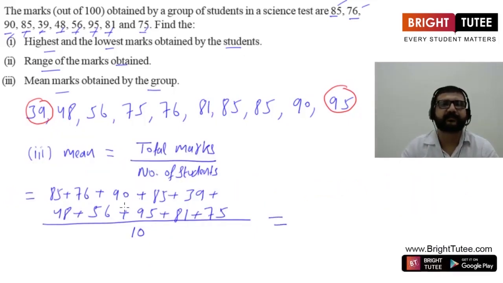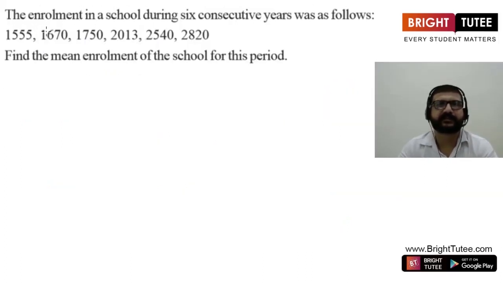Now by finding this sum, we will get 730 divided by 10. Now by simplifying this, we will get mean marks to be 73. So 73 will be the final answer for the third question. So in this question, unorganized data was given to us. We have organized this data and we have solved these questions given here. Now let's see the next question.